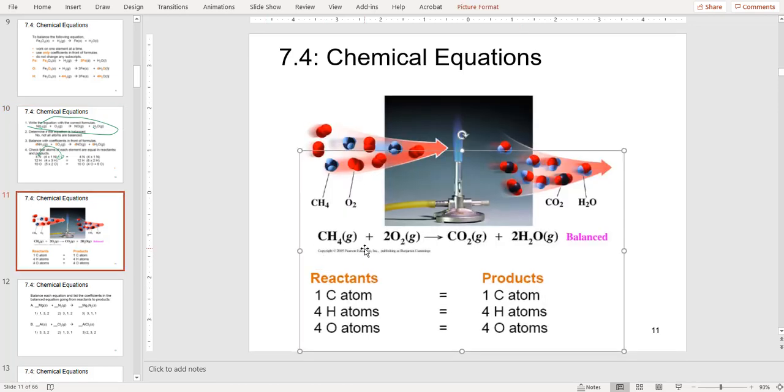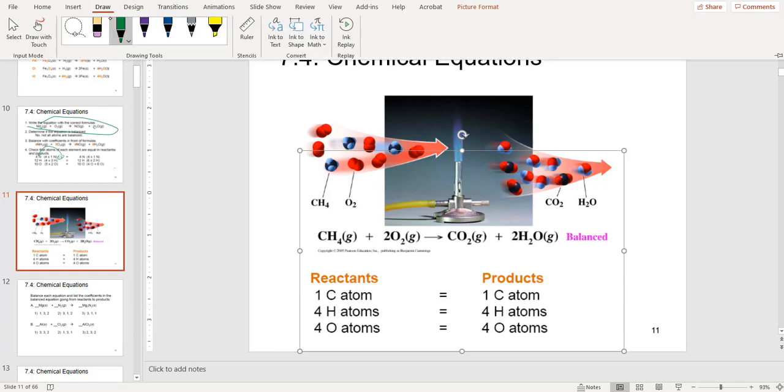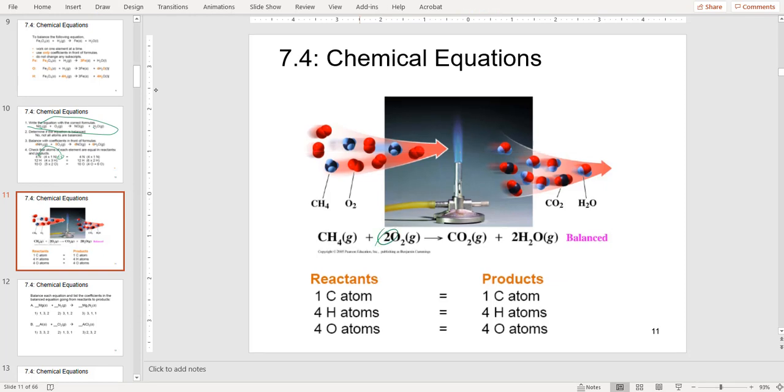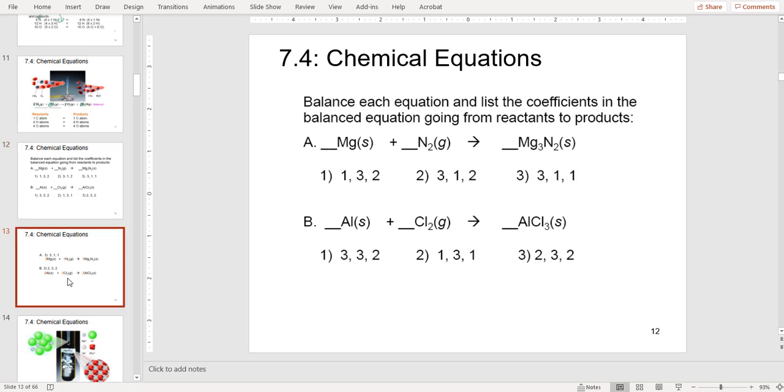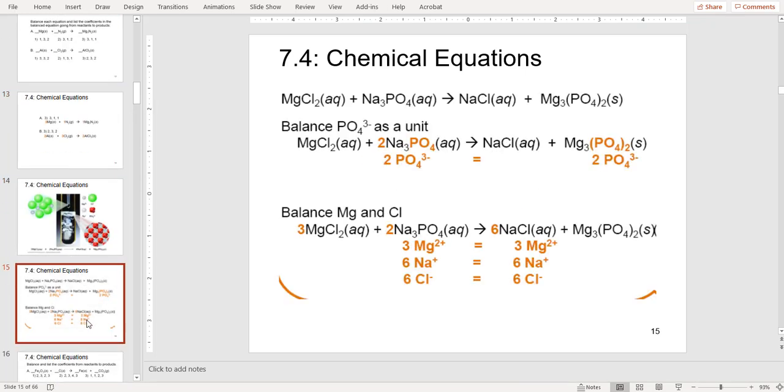So here's another example. They broke it down by atoms, and then they put in the coefficients in order to balance it out, as we see right here. Again, the 1s are implied. They could have also put 1 and 1 here, but that's optional. So here are examples for you to work with. And then here are bigger examples with polyatomic ions.